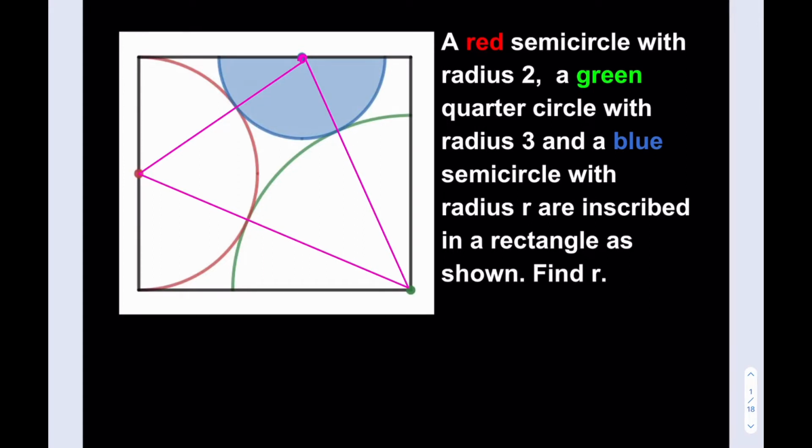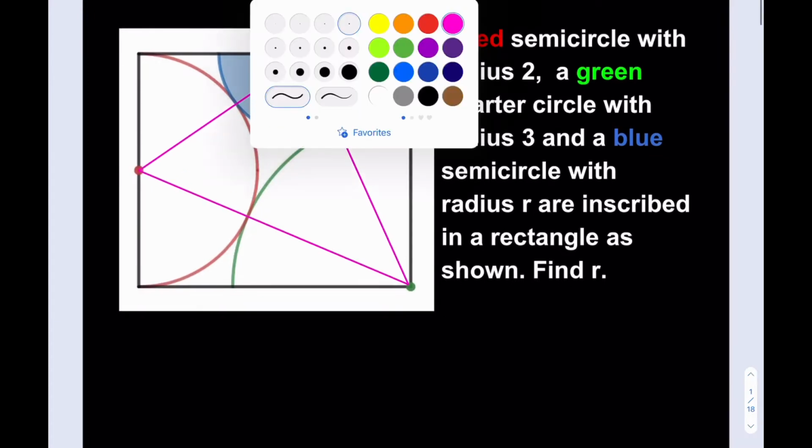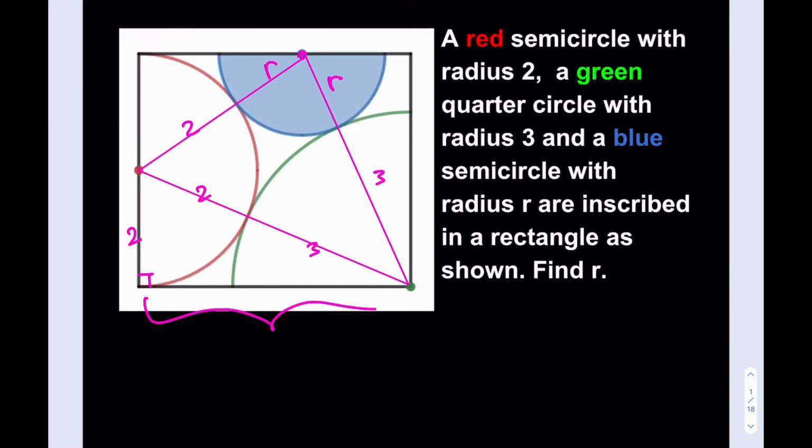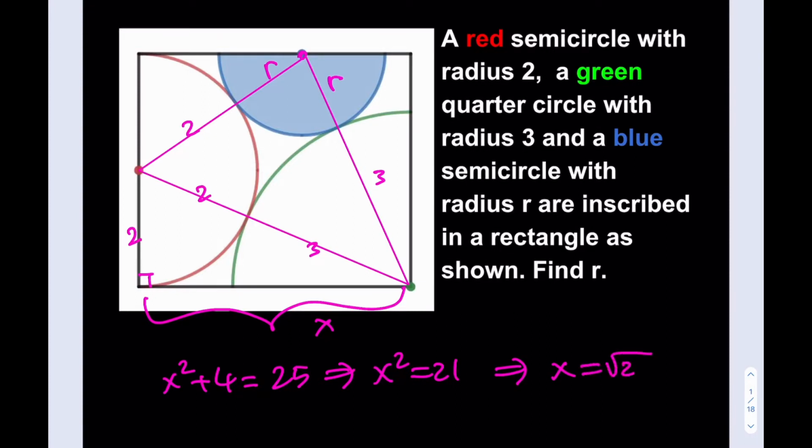Now I know the radii here. Let me make this a little thicker. So this is going to be r, this is a 3 and a 3, and this is a 2, a 2, and a 2. Awesome. So I can find one of the legs here, since I know the hypotenuse and this side. Let's call this one x. x squared plus 4 is going to be 5 squared, which is 25. From here, x squared equals 21, and x equals the square root of 21.